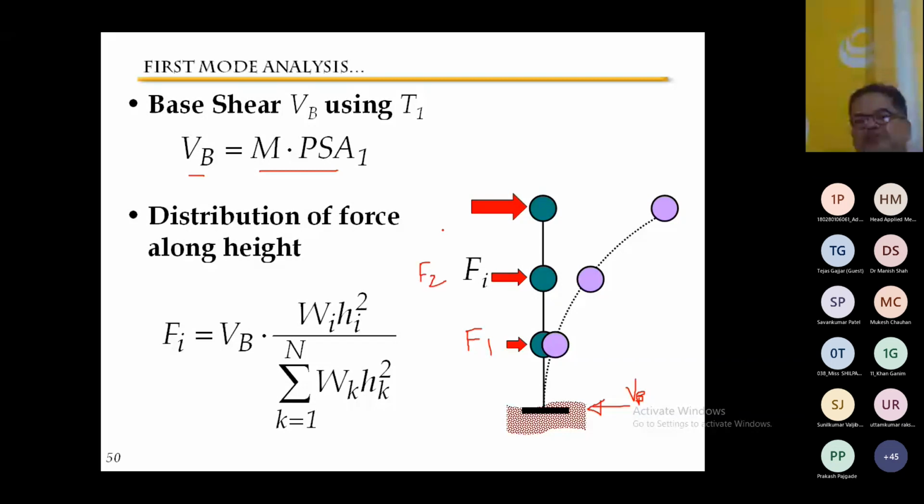This is F3, right? So what we do, we are simply distributing this force, right? So VB is equal to W H I square to W K H K square. So that will give you the forces at the story level, right? So distribution of the forces along the height.